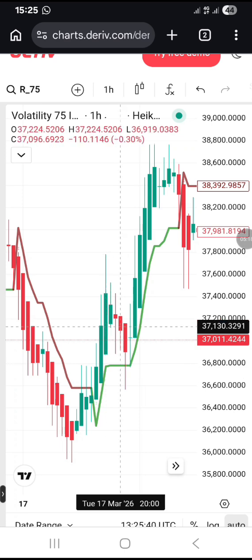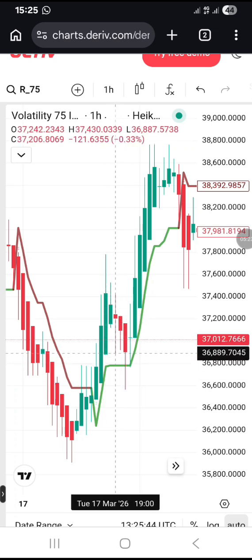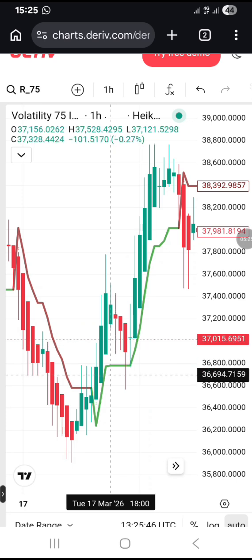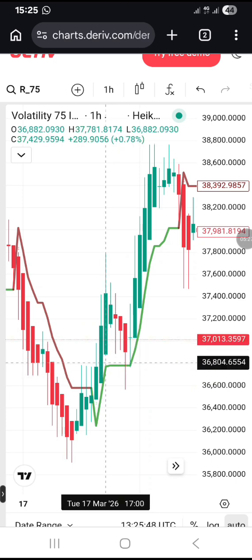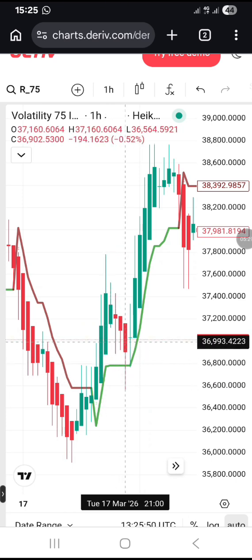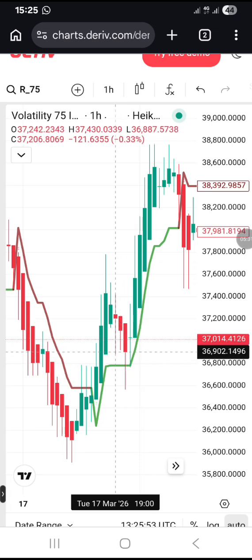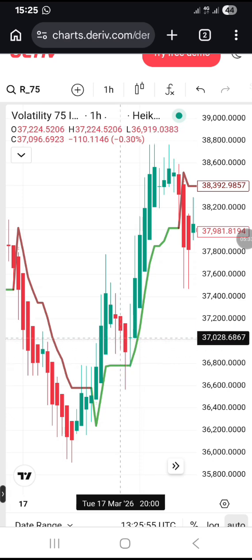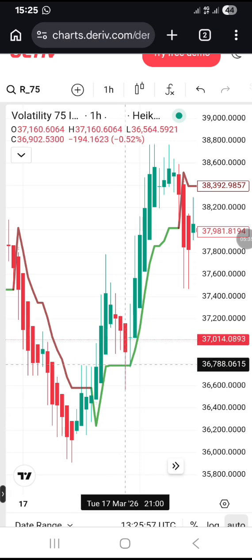Both need to be the same color to enter a buy, meaning both need to be green. When entering a sell, both need to be red. Right here we have two opposite colors, so we are not going to enter a sell here because the Supertrend is green. So you wait for the candlestick to change colors.